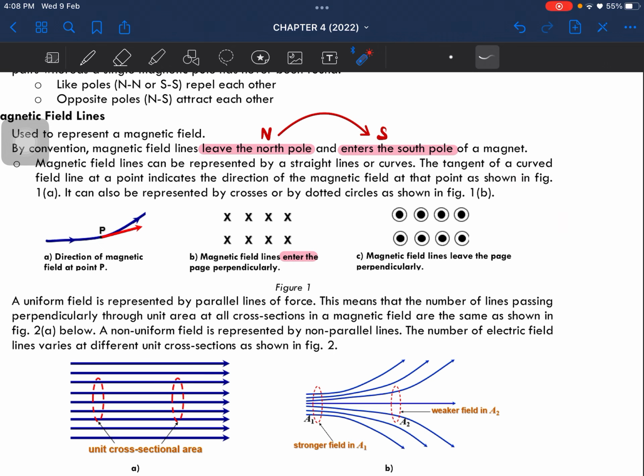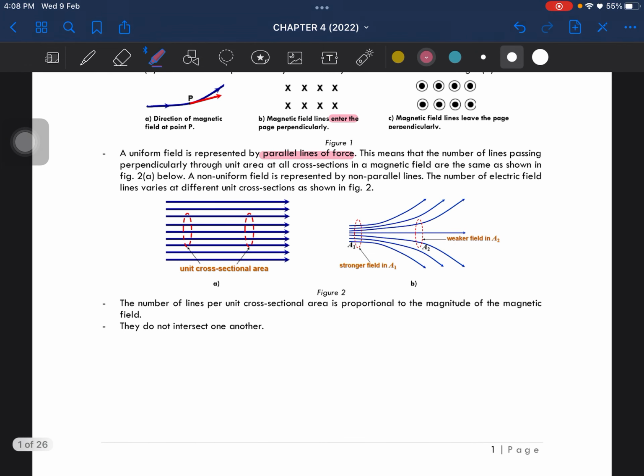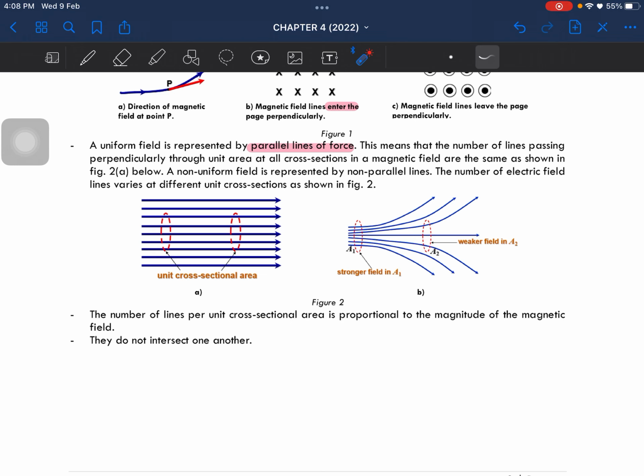Okay, all right. So a uniform field is represented by parallel lines of force. This means that the number of lines passing perpendicularly through this cross-section area are the same. A non-uniform magnetic field is represented by non-parallel lines, which looks like this. So the number of field lines will vary at different unit cross-section, as shown here.